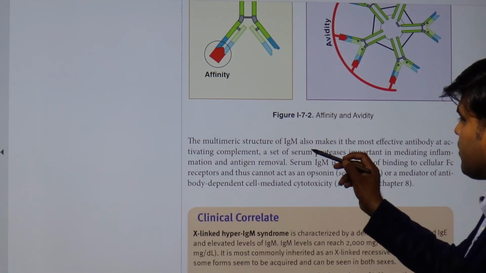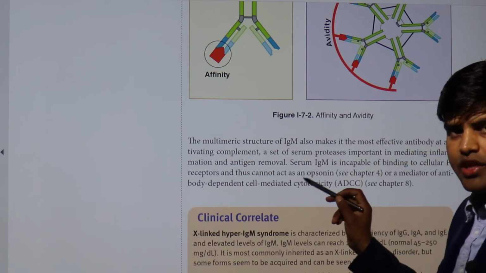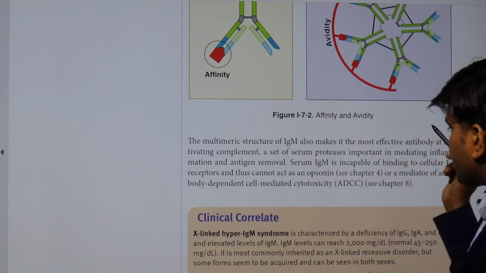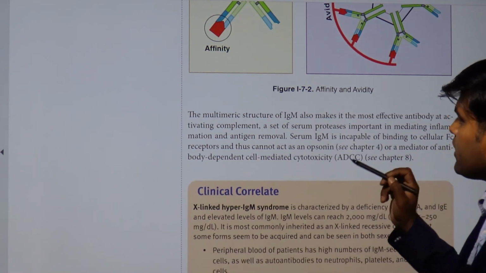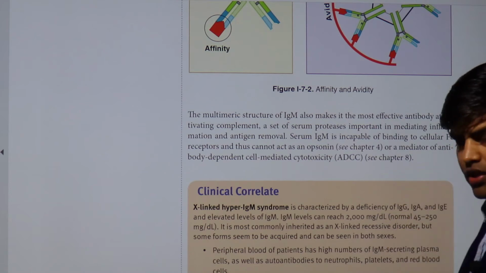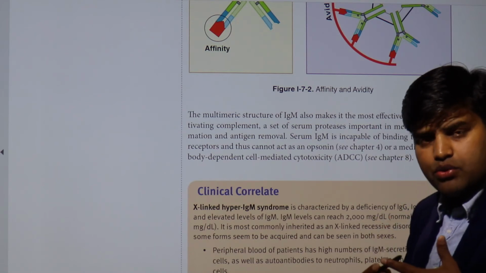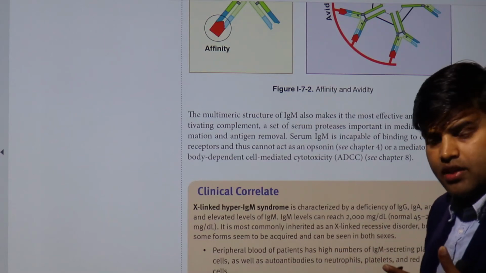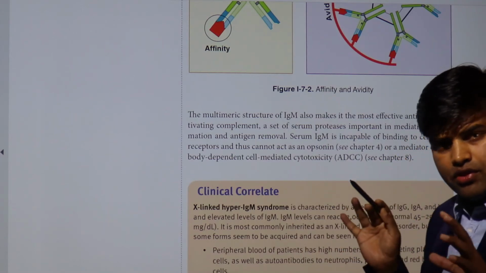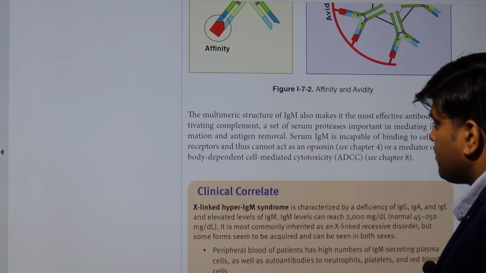The multimeric structure of IgM also makes it the most effective antibody at activating the complement. So it can activate the complement, a set of proteins, you know about the complement, but it is not responsible for things like ADCC or opsonization. Immunoglobulin G can activate complement, do ADCC, and opsonize, but if you talk about the function of immunoglobulin M, it has only one function, that is, to activate the complement.